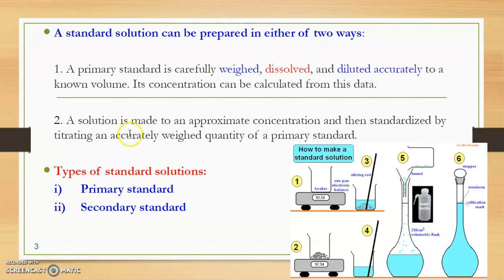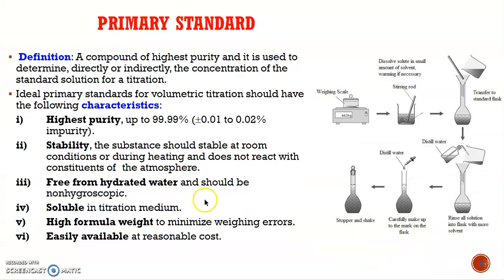Alternatively, a solution is made to an approximate concentration and then standardized by titrating an accurately weighed quantity of a primary standard. So there are two types of standard solution. First is primary standard solution, and the second one is secondary standard solution. So what is the difference between primary standard solution and secondary standard solution? After this, I will tell you. So we proceed to primary standard solution.